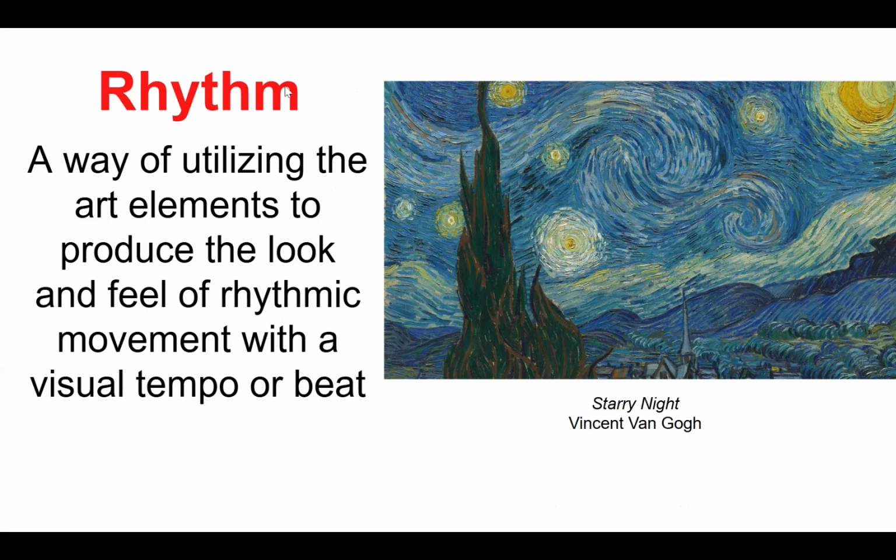Rhythm, a way of utilizing the art elements to produce the look and feel of rhythmic movement with a visual tempo or beat. So back to Van Gogh's Starry Night, where his thick impasto of paint really creates this sense of rhythm and movement, where it looks like each of these lines are moving.